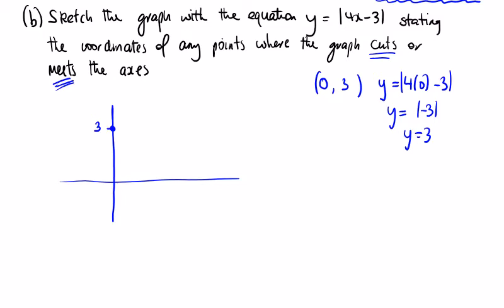What about when y is equal to 0? Let's see what x is. If y is 0, 0 is equal to 4x minus 3. 4x equals 3. X equals 3 over 4. So 3 over 4. So let's just approximate it to be here. 3 over 4. And we're asked to sketch this graph.